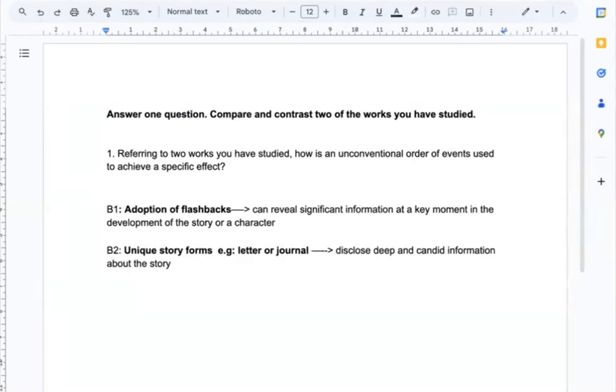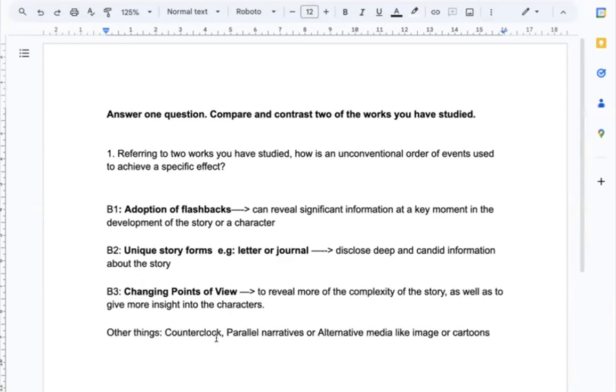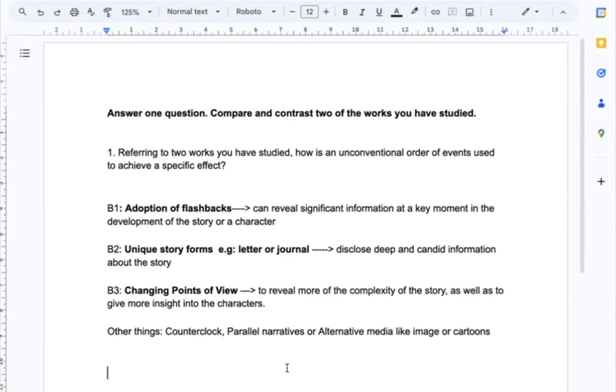Another unconventional one can be unique story forms, such as letters or journals. The literature texts, which have these kind of forms, can disclose deeper information about the story. Last type of unique order of narrative can be about changing the point of view, such as starting with I, and then it is changing to he or she, etc. This type of change can add more of the complexity of the story, as well as to give more insight into the characters. Other types of unique narrative order can be about having counterclock order or having parallel narratives or using alternative medias. These kind of things can be adopted from your chosen text, maybe.